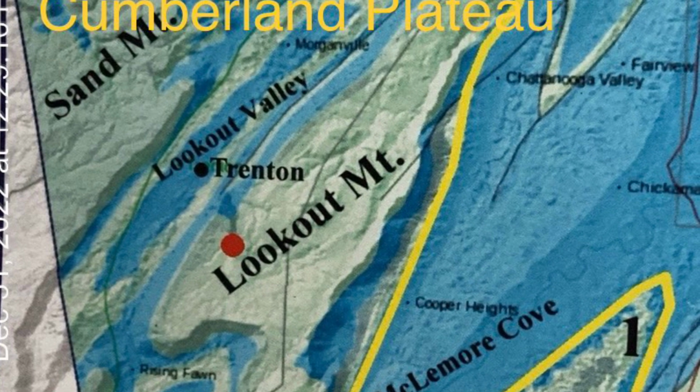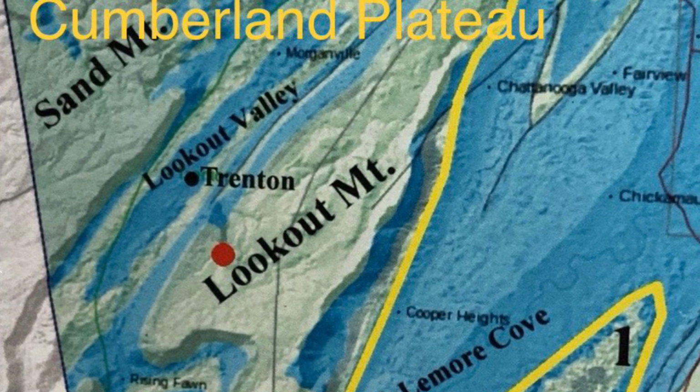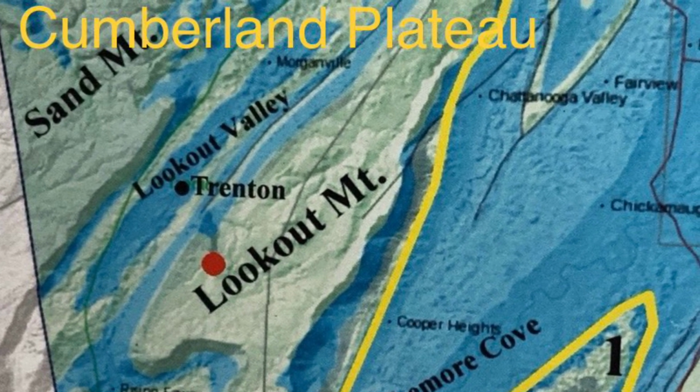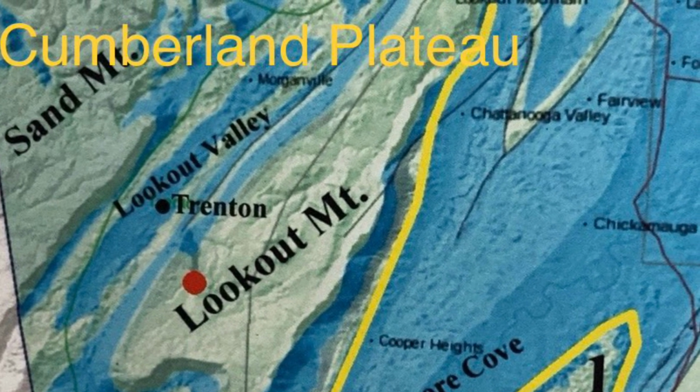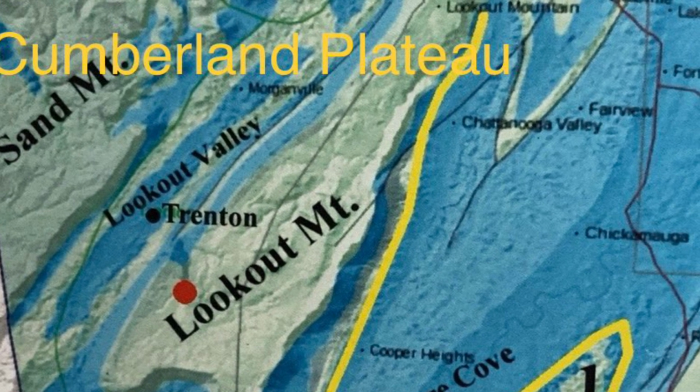And just to be sure, I checked the book. Here's a picture from the book that shows the Cumberland Plateau, and the red dot is about where I collected this rock on Lookout Mountain. So we know this rock came from the Cumberland Plateau. So Rock D has given us an excellent clue.